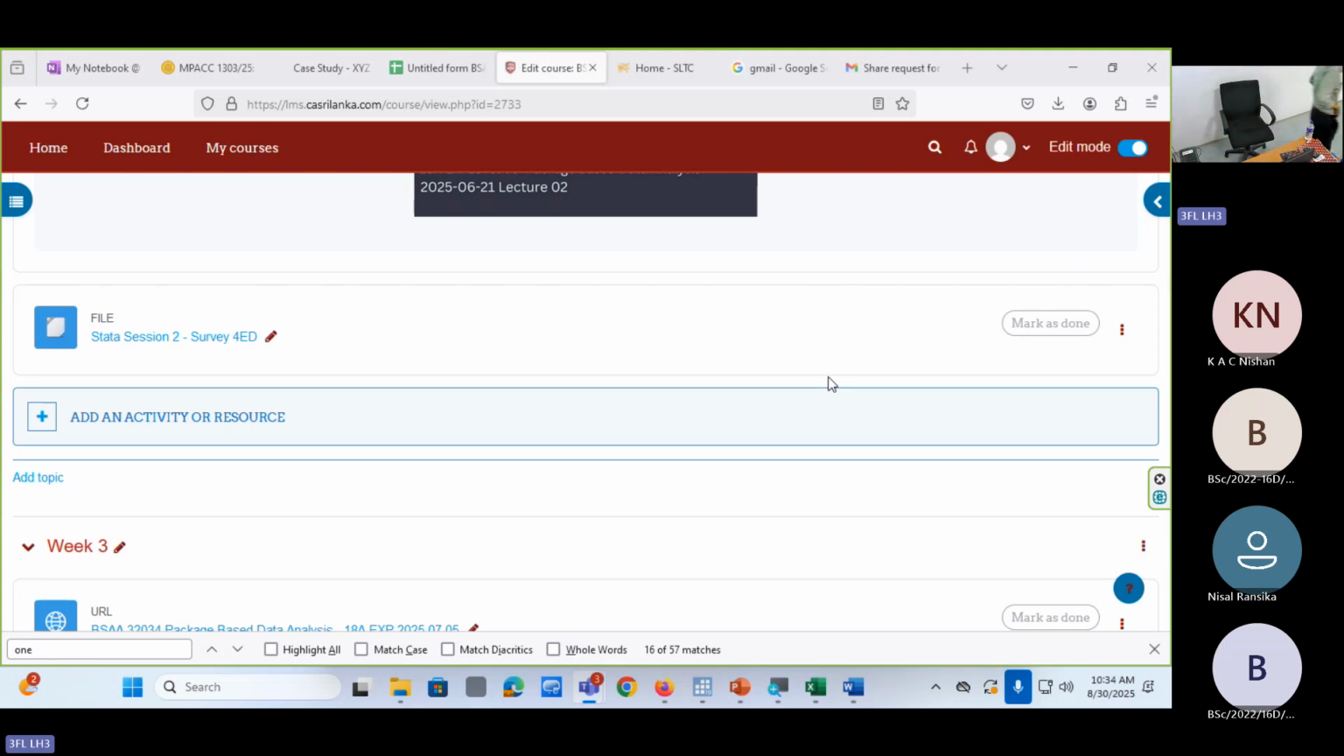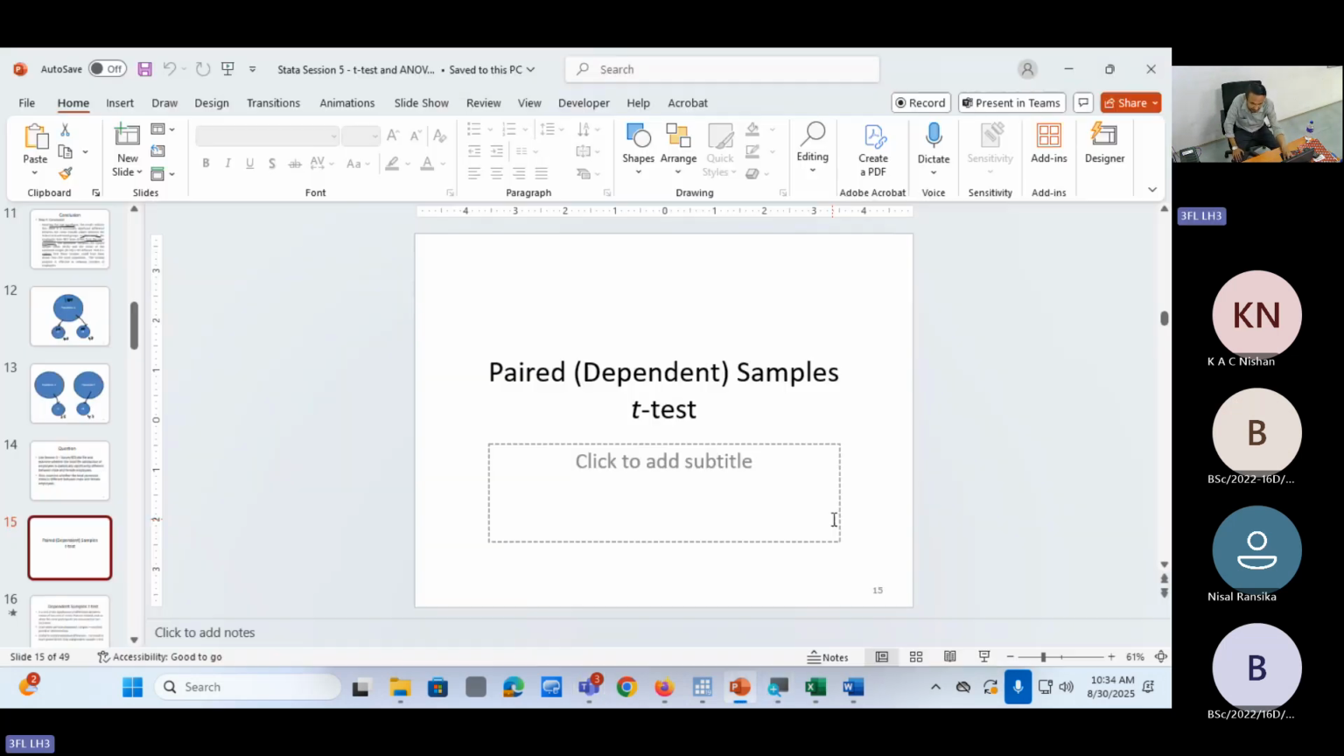Okay, shall we start? I think almost all have come back. We have discussed the independent sample test, in which we compare two independent groups: males, females, trained, untrained, likewise. Now we shall do the second type of test, for the paired sample group.